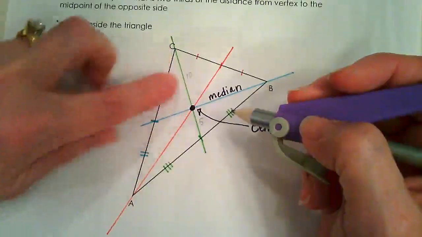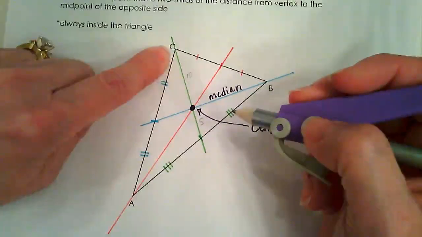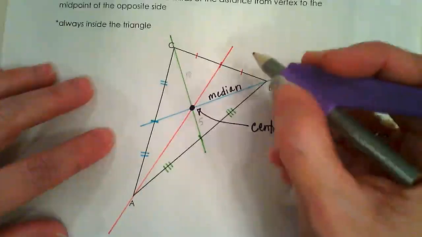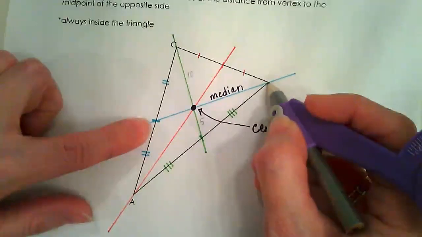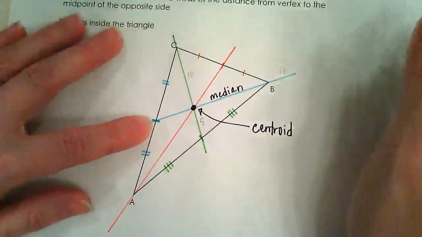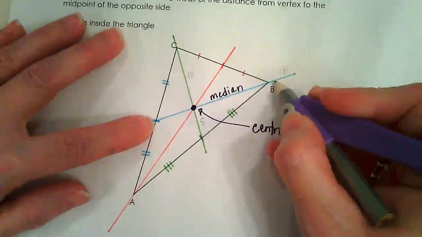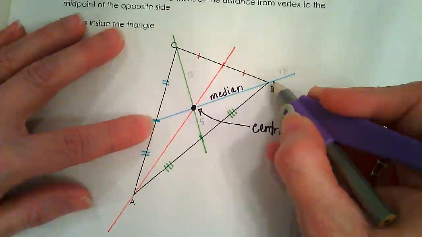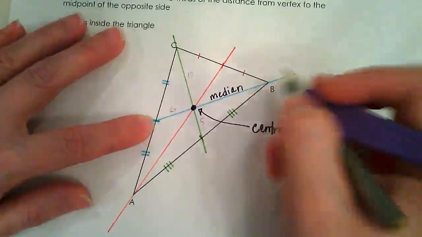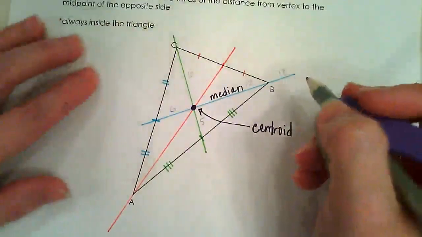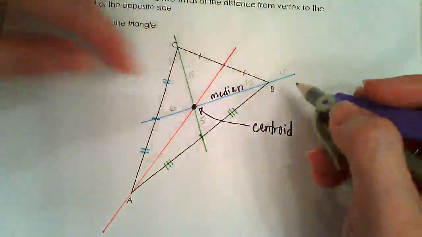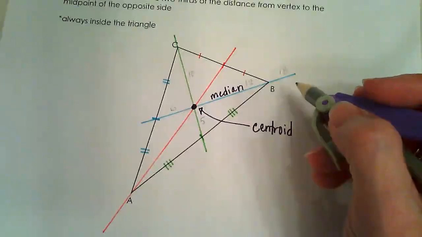So 2/3 of it is between the centroid and the vertex, and 1/3 of it is between the centroid and the side. So let's say that I told you this blue segment right here was 18 inches, whatever you want to call it. If this is 18 inches, then what I want to do is break it into thirds. So 18 divided by 3 is 6. So that tells me the short piece is 6 and the longer piece would be 12. So from the centroid to the point is 2/3, and from the centroid to the side is 1/3.